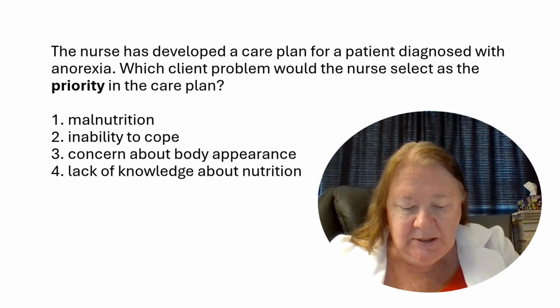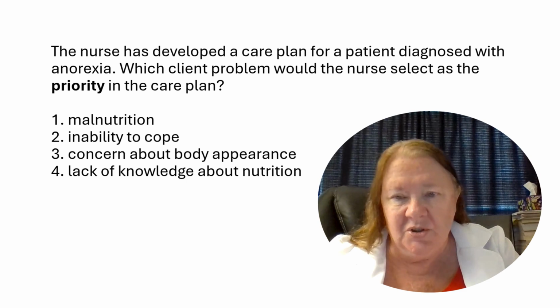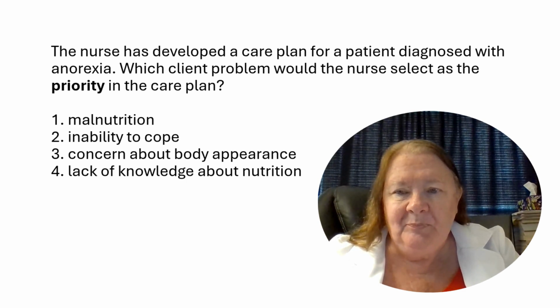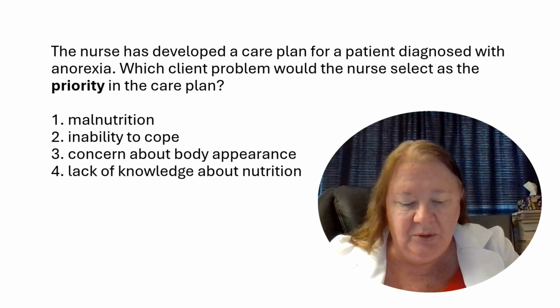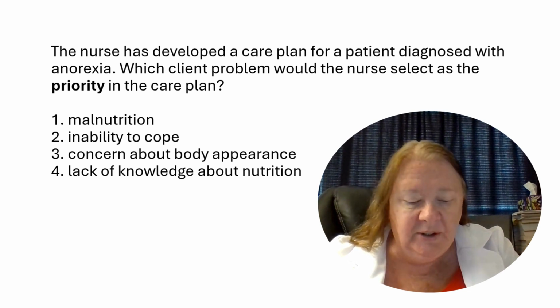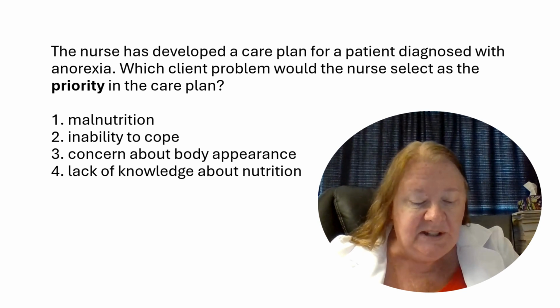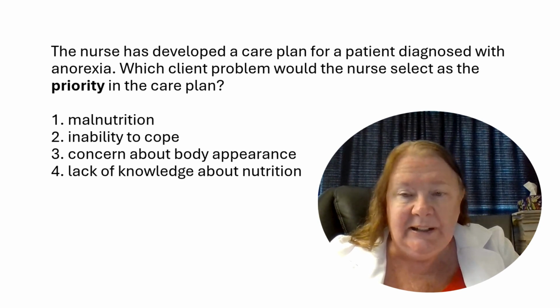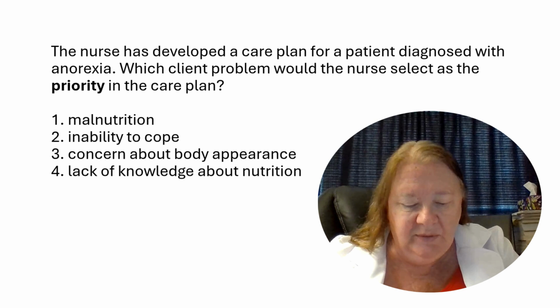So, when you're looking at test questions, consider all the answer choices and go from there. Start with physiological needs, always the priority. Okay, so here's a sample question following Maslow's hierarchy of needs. The nurse has developed a plan of care for a client diagnosed with anorexia nervosa.